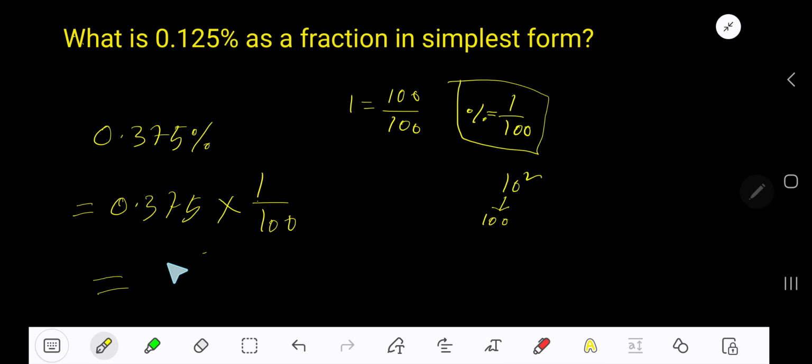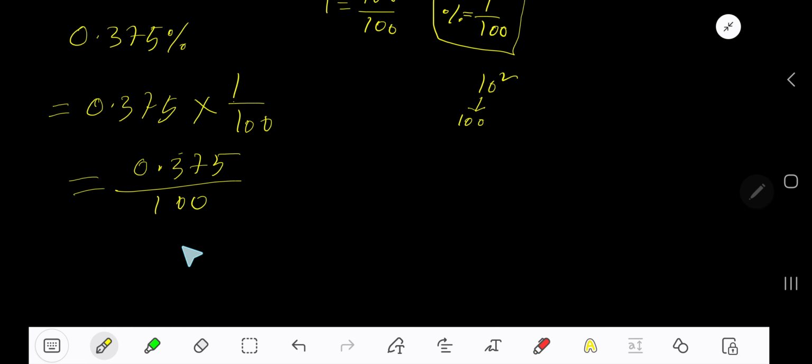Now divide by 100. Look, 10 to the power 2 means 100, so 100 is a power of 10. To divide a decimal by a power of 10, just count the number of zeros in the power of 10, 100. So we have two zeros, so the decimal point will move from right to left two places: one place, two places.